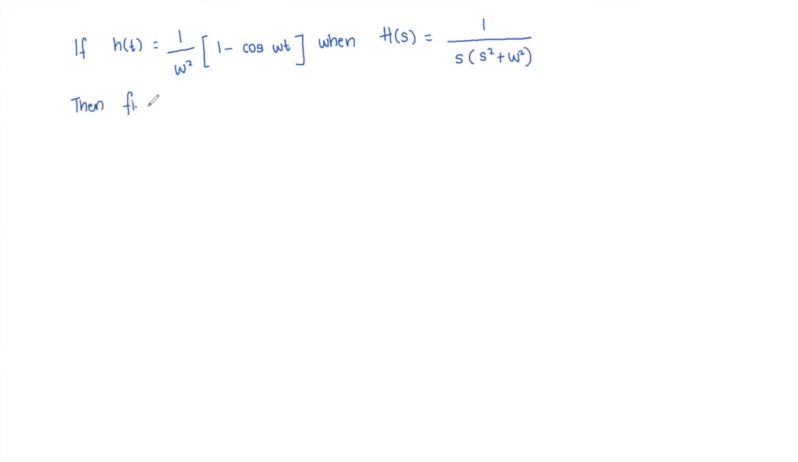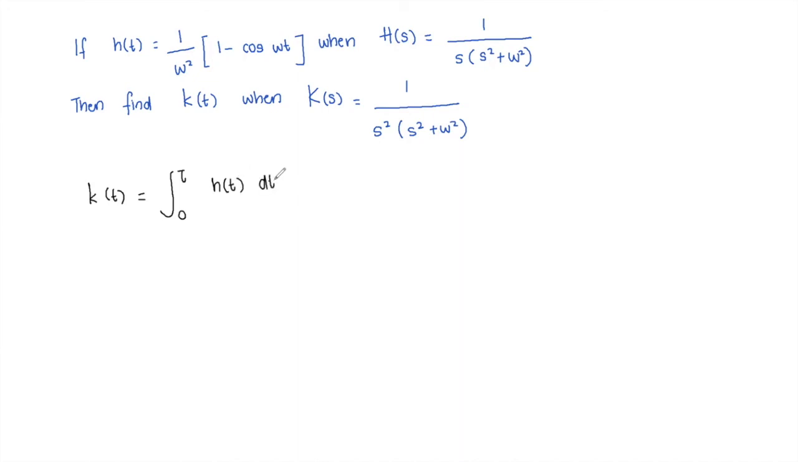Therefore, let's go to another example where we need to find the value of k(t) when given a function in Laplace K(s) equivalent to 1 over s squared multiplied with s squared plus omega squared. Now, since K(s) is actually 1 over s of H(s), therefore k(t) is basically the integral of h(t) from 0 to tau. Okay, we know this from the theorem of Laplace transform of integrals.